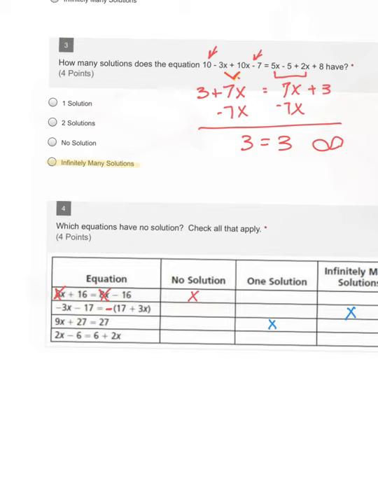Okay, last one. 2x on both sides. They're the same. I know that these are going to eliminate, so I'm going to cross the 2x's out, and look what I'm left with. Negative 6 and a positive 6. Those are not the same. That means it's no solution because the variables were eliminated and we're left with something that doesn't make sense.